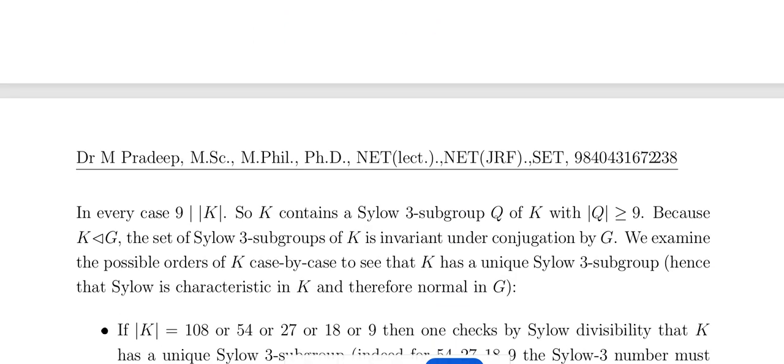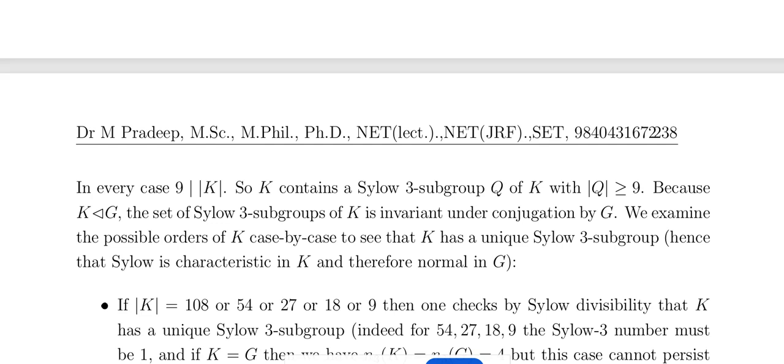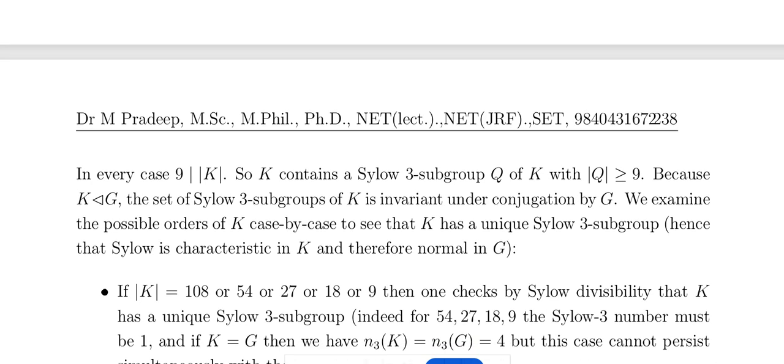So in every case 9 divides the order of K. It contains the Sylow 3 subgroup Q of K, with order of Q greater than or equal to 9. K is a normal subgroup, so the 3 Sylow subgroup of K is invariant under conjugation by G. Case by case, K has a unique 3 Sylow subgroup, so it is characteristic in K, and therefore normal in G.